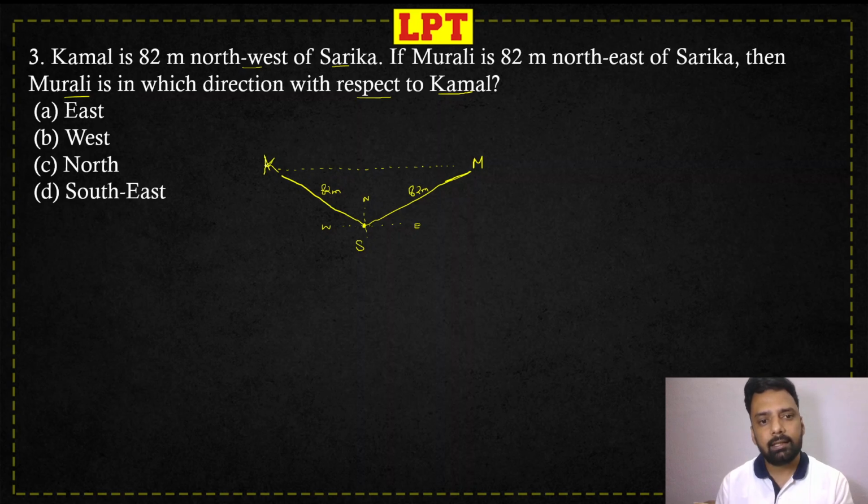You can see that this is Kamal, right? So with respect to Kamal, this is the direction which is west. So Murli is in the west direction with respect to Kamal. The second option will be the correct answer for this situation.